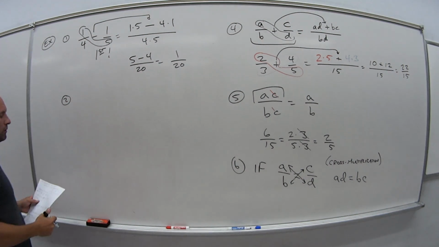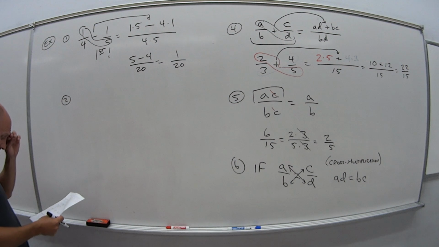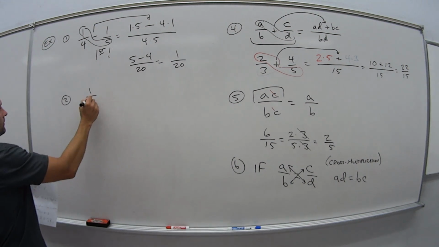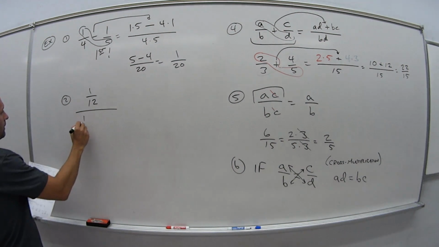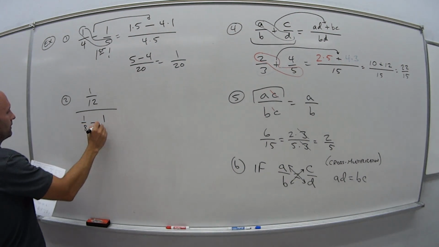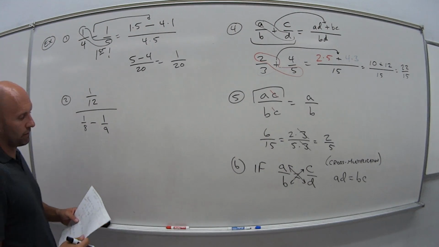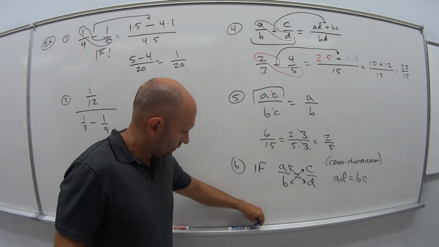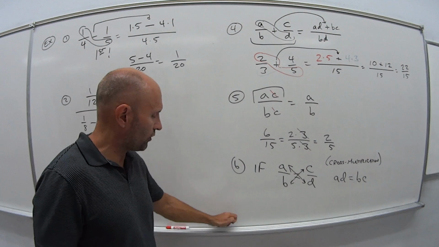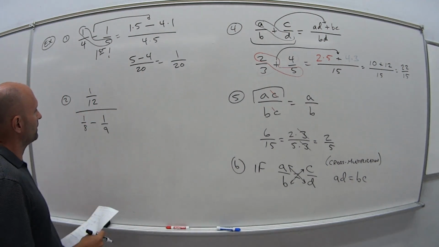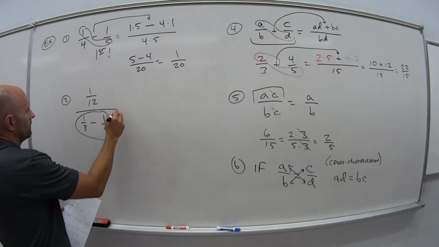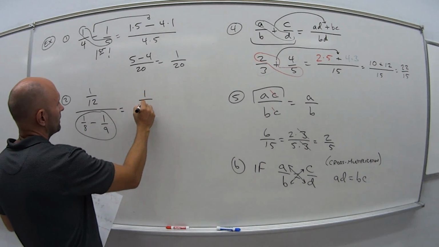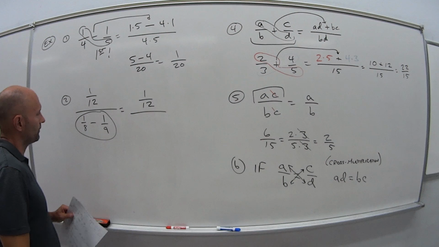Second example, a little more complex, kind of using a few different properties. Let's say we have 1/12 divided by 1/8 minus 1/9. So in this case, we have a few things going on, but we need to simplify it as we go. So the first thing we have to do is simplify this denominator. So the numerator, I'm going to leave alone for right now, 1/12.